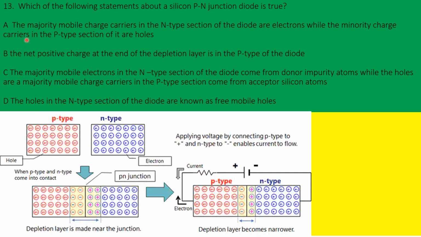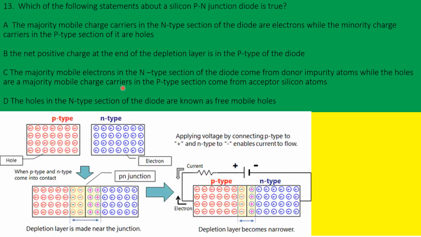A says the majority mobile charge carriers in the n-type section of the diode are electrons, correct? While the minority charge carriers in the p-type section are holes. No, holes are the majority in the p-type, right? So A is wrong. B says the net positive charge at the end of the depletion layer is in the p-type of the diode. That's not true. At the end of this depletion layer, the net positive charge is rather at the n-type. Look at this depletion layer. The net positive charge here is at the n, right? So this is our n-type, so the net positive charge. Good. So B is off.